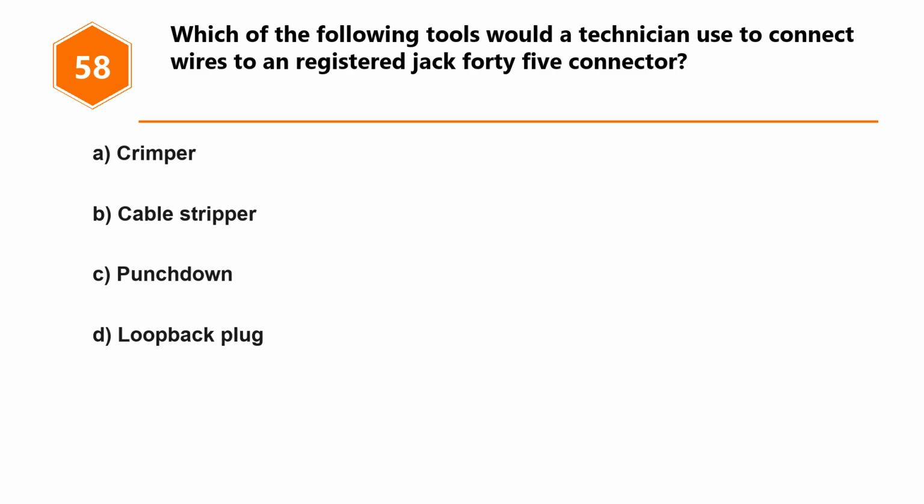Question 58. Which of the following tools would a technician use to connect wires to an unregistered Jack 45 connector? Option A, crimper. Option B, cable stripper. Option C, punch down. Option D, loopback plug. The correct answer is option A, crimper.